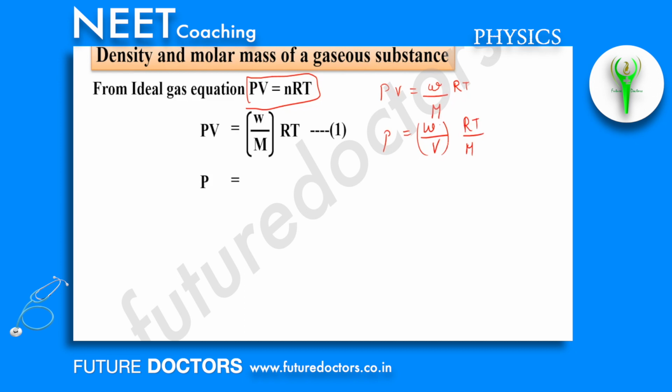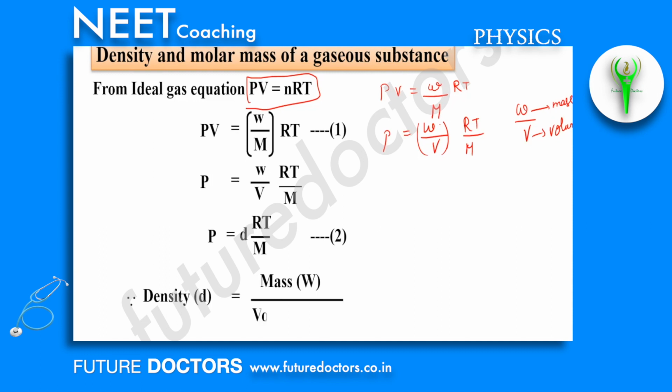What is this W by V? It is mass by volume, which is nothing but density. So P equals density into RT by M. This is the density form of the ideal gas equation: PM equals dRT. This equation you should know.